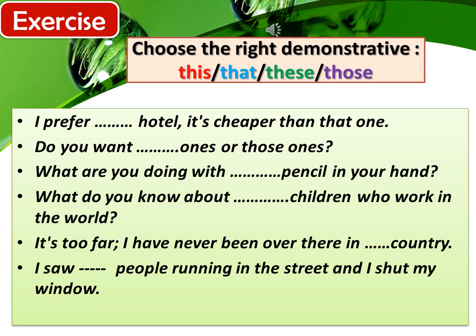Now here is an exercise for you. Choose the right demonstratives. So this, that, these, those. Number 1. I prefer blank hotel. It's cheaper than that one. 2. Do you want blank ones or those ones? 3. What are you doing with blank pencil in your hand? What do you know about blank children who work in the world? It's too far. I have never been over there in blank country. I saw blank people running in the street and they shut my window. So here try to use the correct demonstrative.